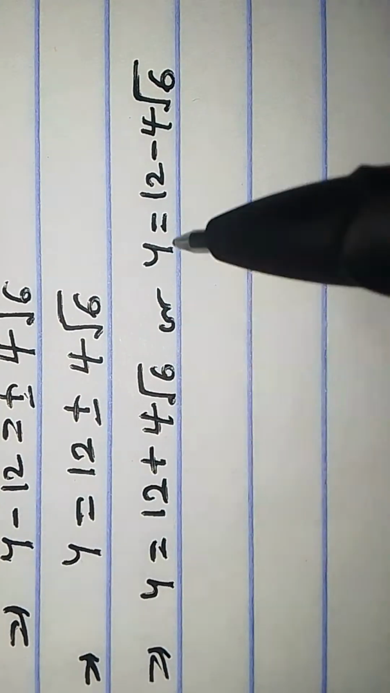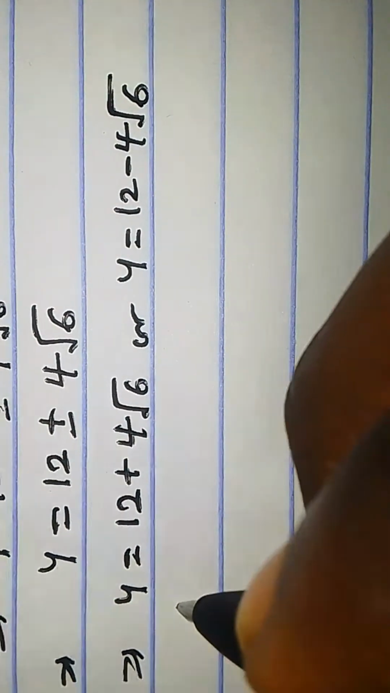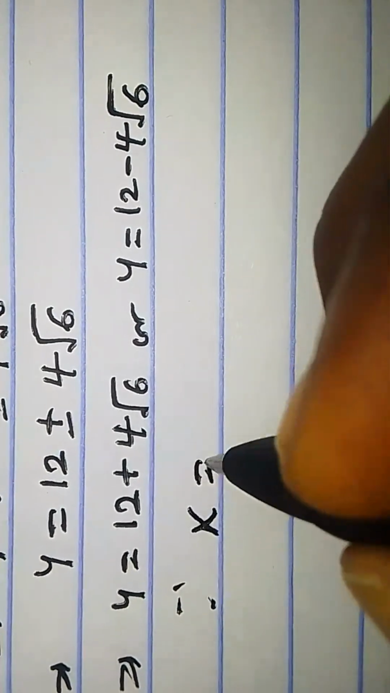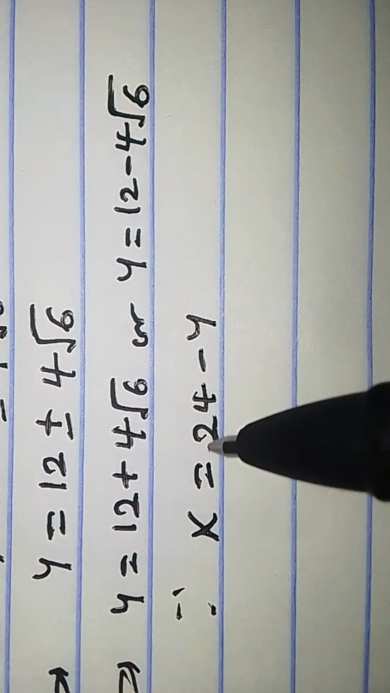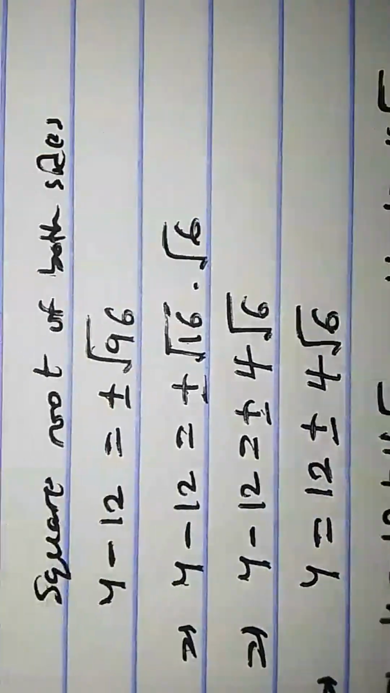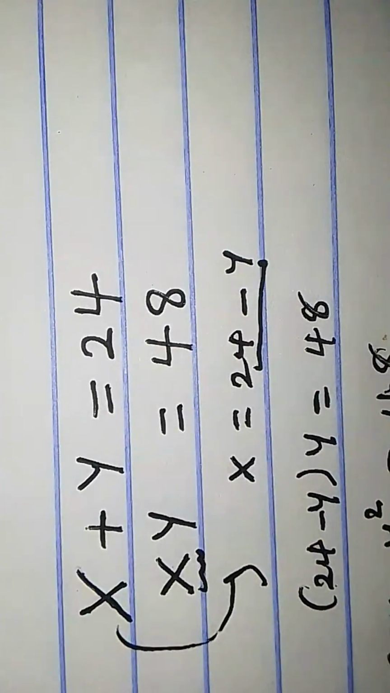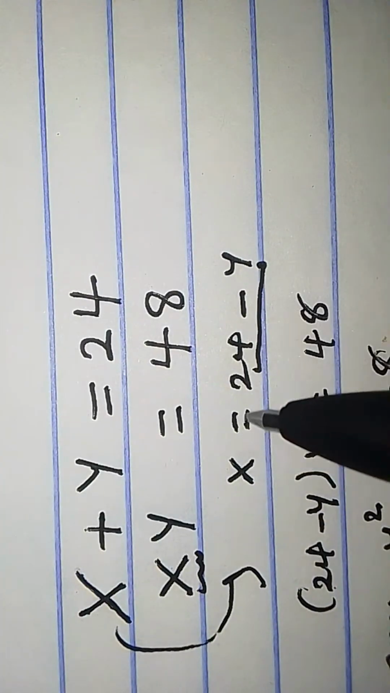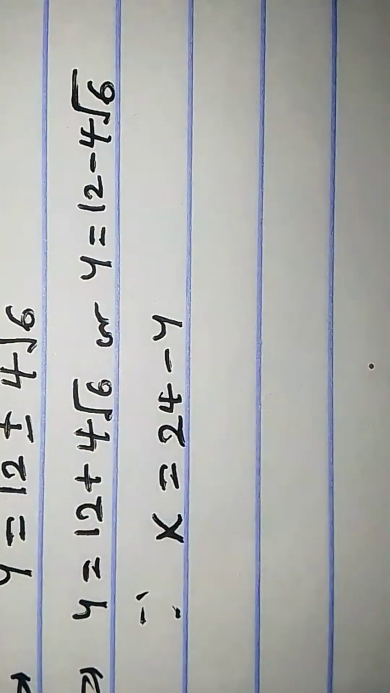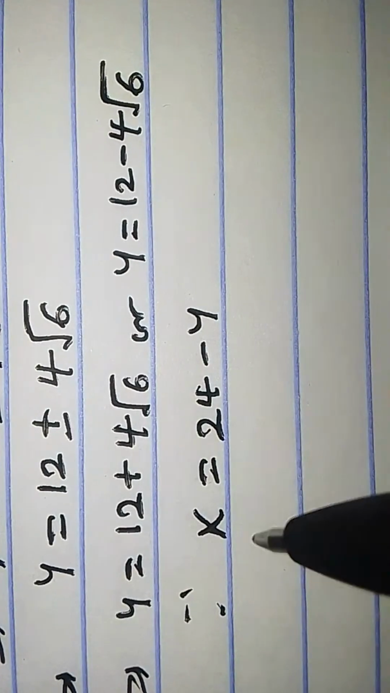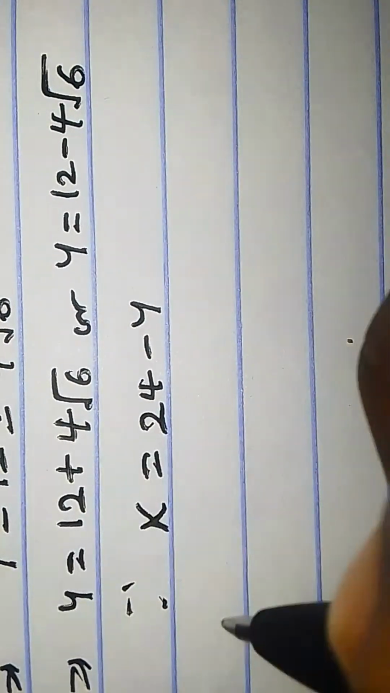We can then use these two values to obtain the value of x. So since x is equal to 24 minus y, let me show you where we got this equation from. It's basically from this line. Let's continue. What we have to do now is to consider each value of y. So let's consider this guy first.